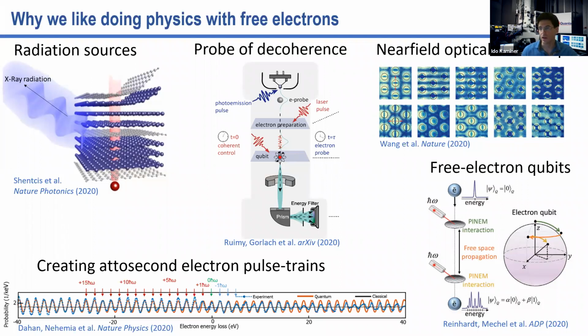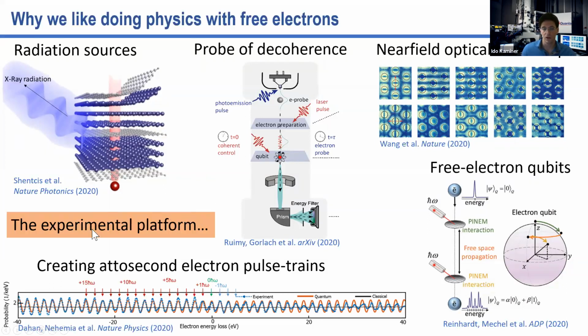So those are all examples of things we can do with free electrons. Many of them are possible because of the unique setup that we've built at the Technion, located inside the electron microscopy center in the materials department. But I think about half of the ideas here are pure theory, and still they are inspired by advances in the lab. I'll go into a few of them down the road in this talk.